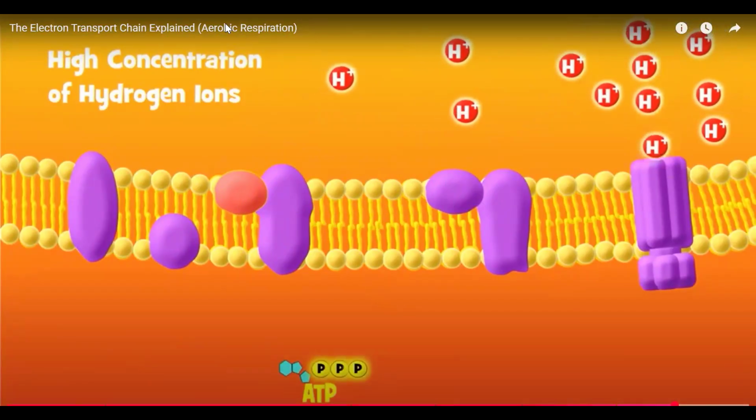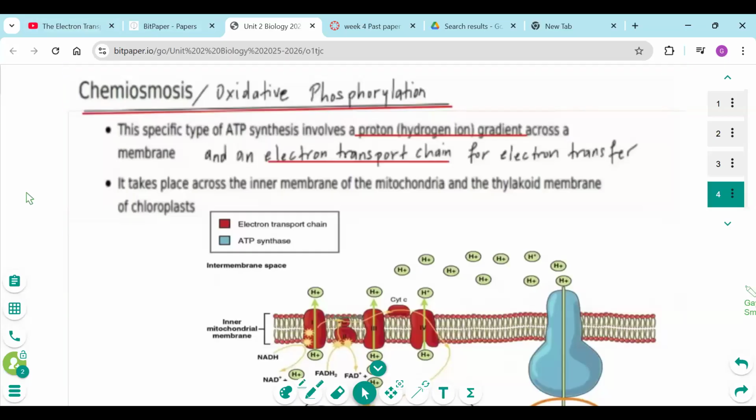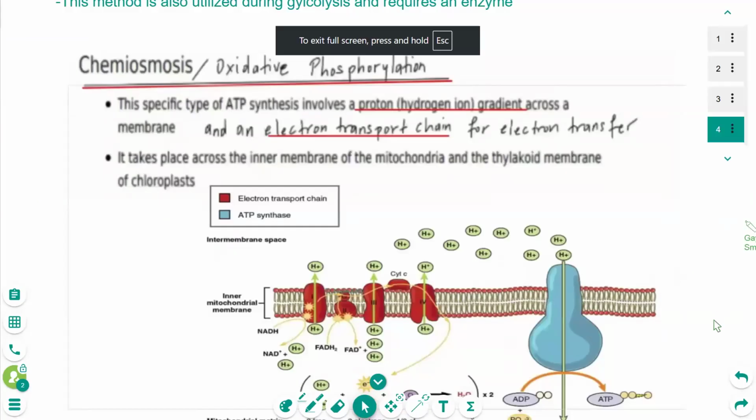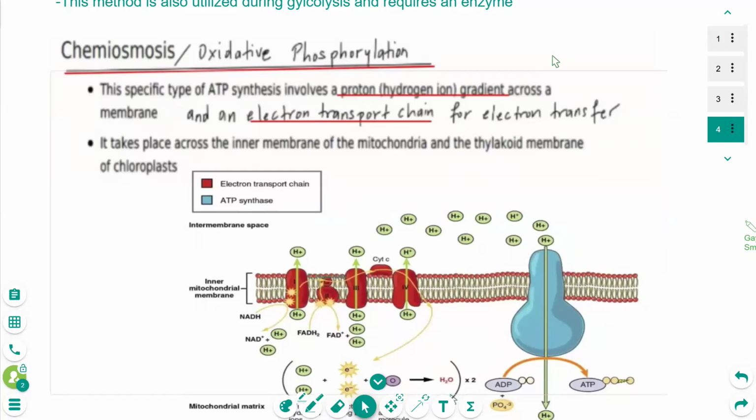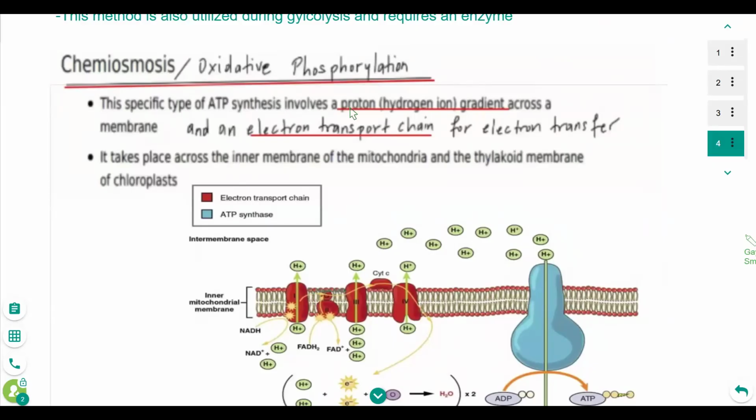So that was the chemiosmosis process. And as I said, we saw the same process in photosynthesis. So this is the main process that's going to manufacture the majority of the ATP in the cells. All right, so this type of ATP synthesis makes up to 34 ATP molecules from one glucose molecule. So this specific type of ATP synthesis, also known as oxidative phosphorylation, involves a proton or hydrogen gradient across a membrane. And there's also an electron transport chain for electron transfer.